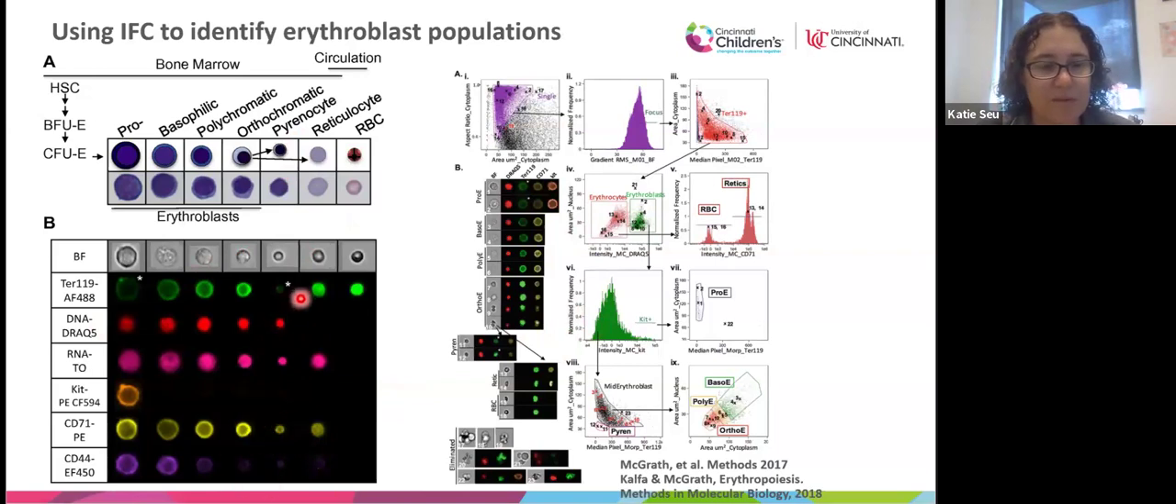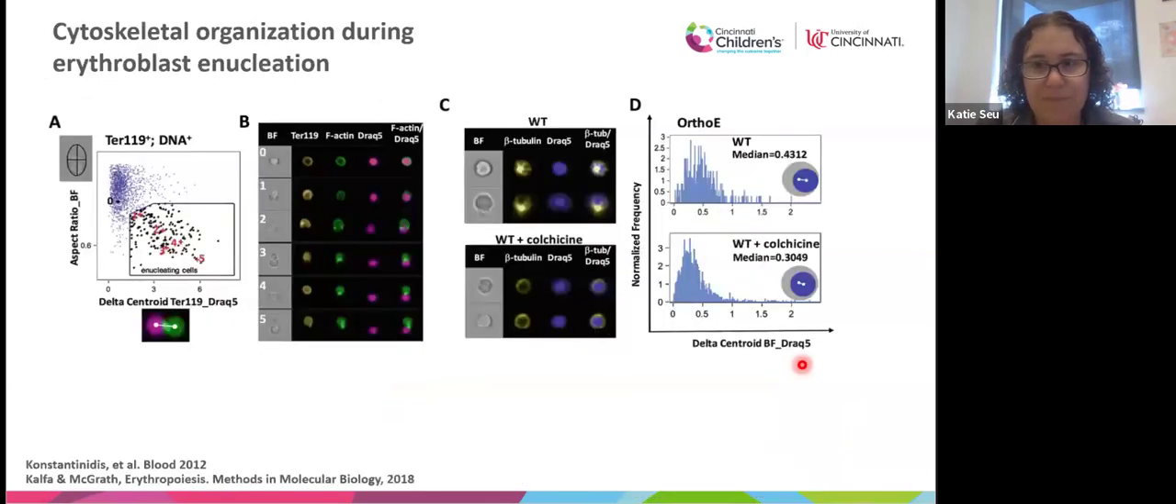So you can expand your analyses to looking at things that partition with the pyrenocyte, perhaps in a more high throughput manner. This method was then used by other researchers, including the Kalfa lab, and they further exploited it once they were able to use this to identify a population of orthochromatic erythroblasts, and then further interrogated that population in order to identify cells that were undergoing enucleation.